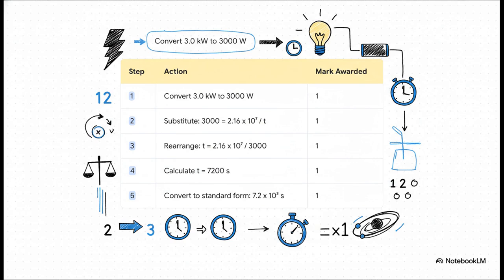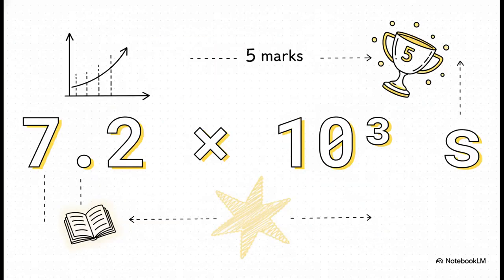You get a mark just for converting kilowatts to watts. Easy point. Then a mark for plugging the numbers into the power equation, a third mark for rearranging it to find time, a fourth for actually calculating the answer, and that final, crucial 5th mark is for correctly converting your answer into standard form. And there you have it, 7.2 times 10 to the power of 3 seconds. Getting that final conversion to standard form, that's what separates a good 4-mark answer from a perfect 5-mark one.